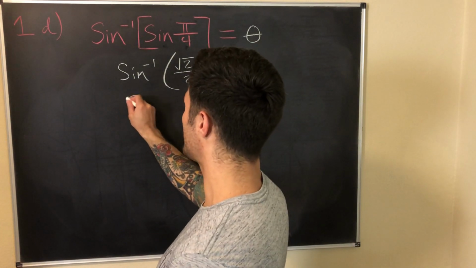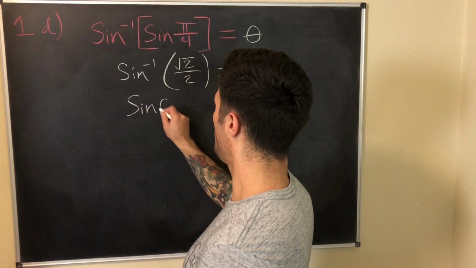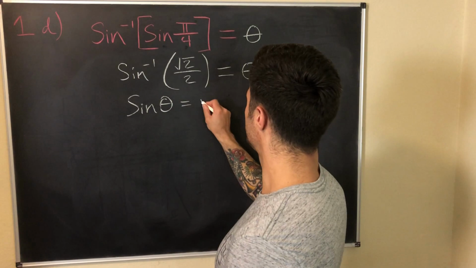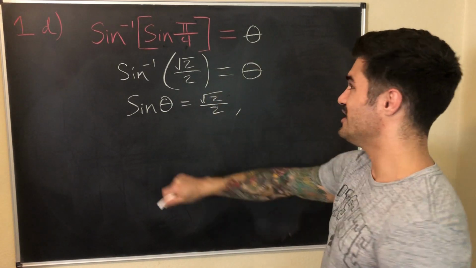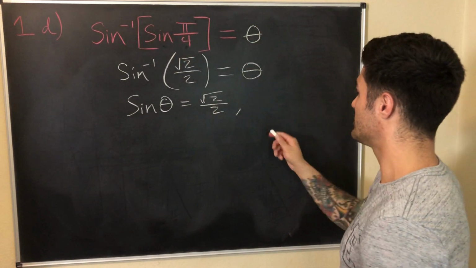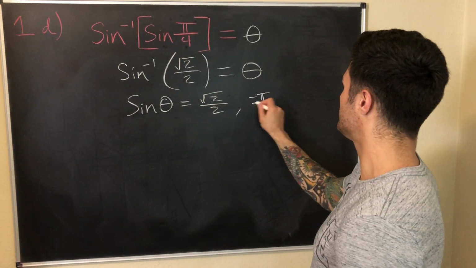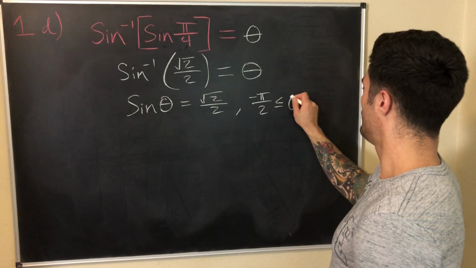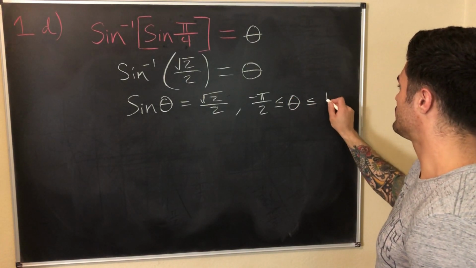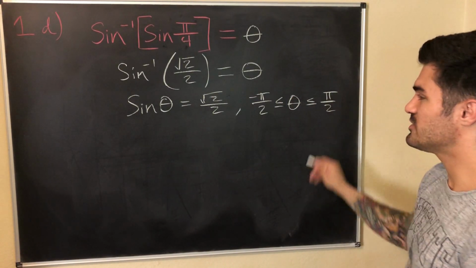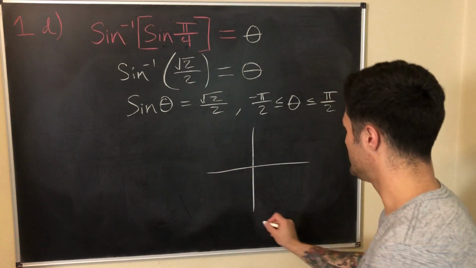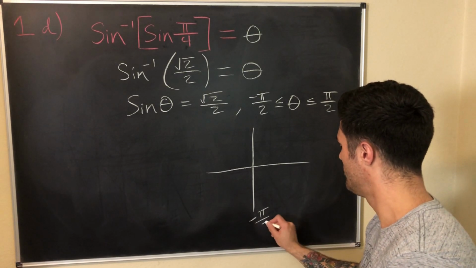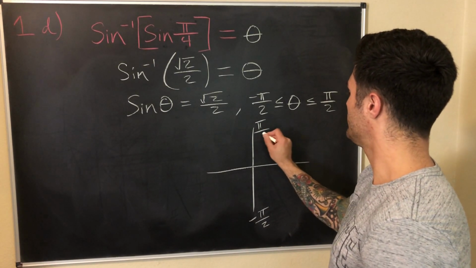So this is the same thing as asking the sine of what angle equals root 2 over 2, but what's special about that angle? Remember, it has to be in the range of inverse sine. So it has to be greater than or equal to negative pi over 2 and less than or equal to pi over 2, okay? Has to be within that range. So what angle makes that happen? Well, let's see. This is negative pi over 2. This is pi over 2.